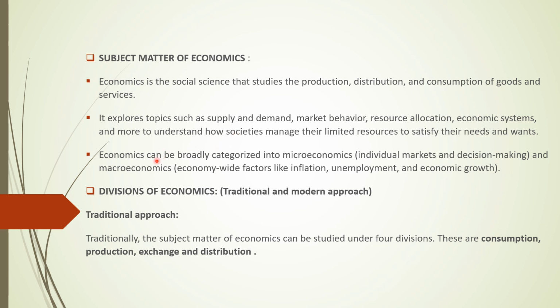Okay, so economics can be broadly categorized into two parts. We can say that is micro and macroeconomics. So microeconomics means individual market and decision making, and second is macroeconomics, which means economy-wide factors like inflation, unemployment, and economic growth. सब इन वर्ड्स में ही लिखा है कि माइक्रो मीन्स स्मॉल एंड मैक्रो मीन्स broad things. Okay, so we can say individual firm or individual business is under microeconomics, and macroeconomics means wide factors like inflation, unemployment, economic growth, GDP.